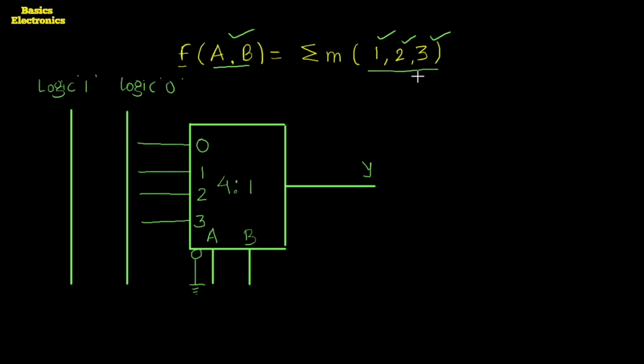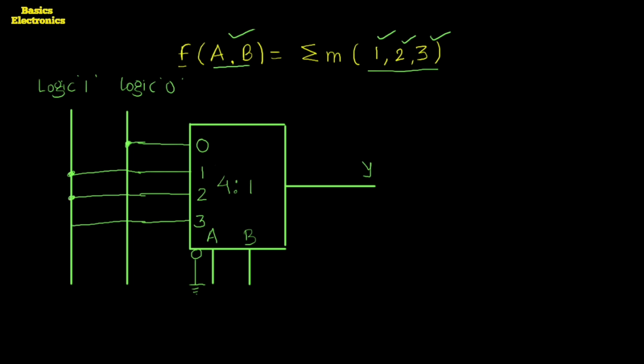Okay, the given inputs are 1, 2, 3. Where is 1? This is the line 1. This 1, 2 and 3 we are going to connect to logic 1, and the remaining one is connected to logic low. Okay, so here the logic 0 line we connect first. This one we have to connect to logic low, and this line we are going to connect to logic 1. The second is connected to logic 1, and the third one is also connected to logic 1.